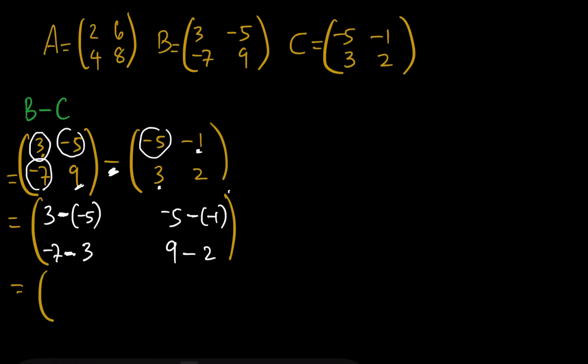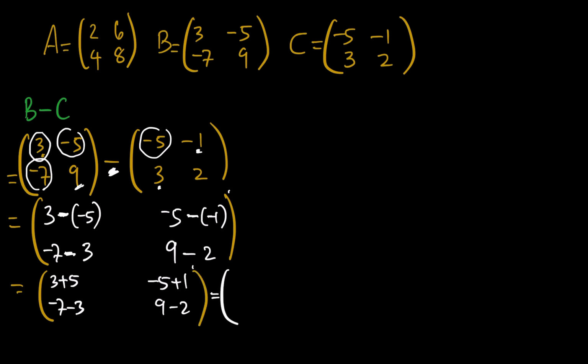Now you're going to have 3 plus 5, negative 7, negative 3, and this is going to give us negative 5 plus 1 because of this negative and negative here. And you have negative 9 minus 2, sorry, I have 9 minus 2. And when we do that, we finally have 8 here. This gives us 8. This gives us negative 10. This gives us negative 4. And this gives us 7.